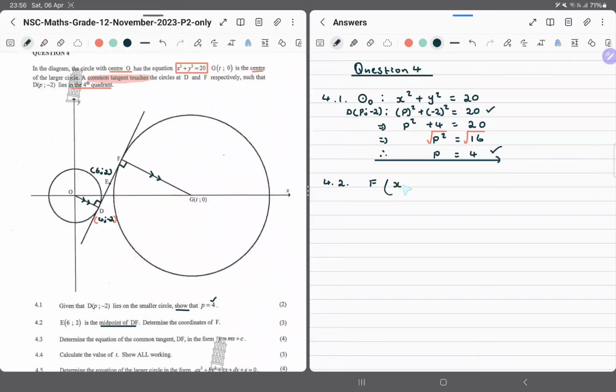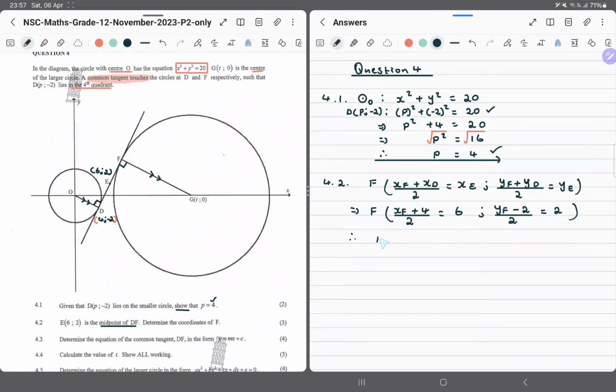So we know that point F is such that x at F plus x at D, over 2, should give us the x at point E, the midpoint, and y at F plus y at D, divided by 2, should give us the y coordinate at E. So this implies that our F is, we substitute, we still want the x at F. This is plus 4 over 2 is equal to 6. Y at F minus 2 over 2 is equal to 2.